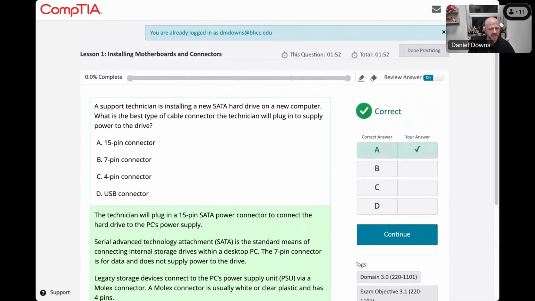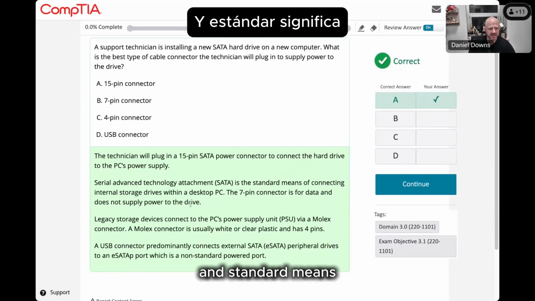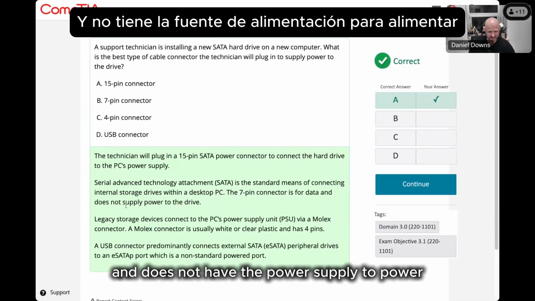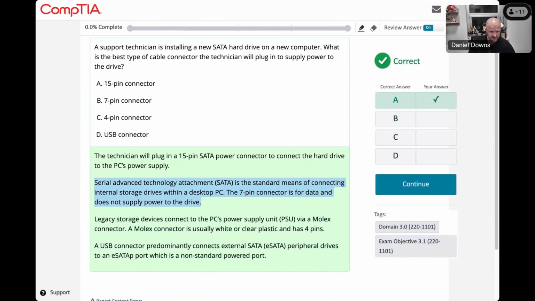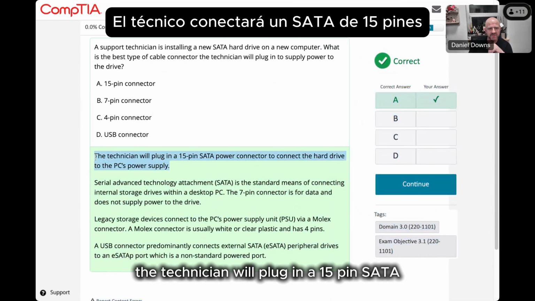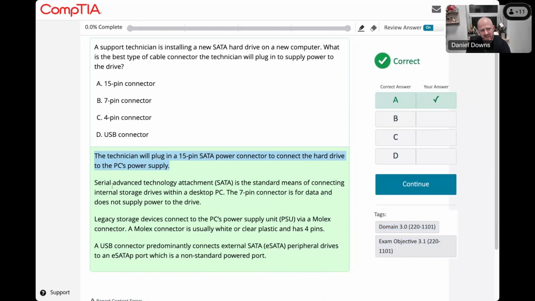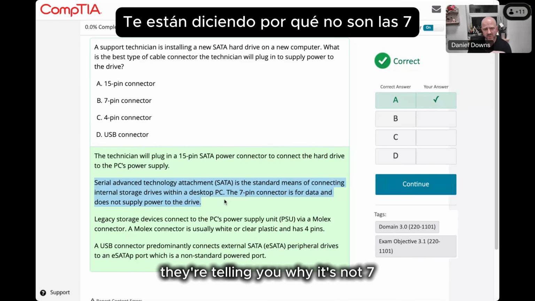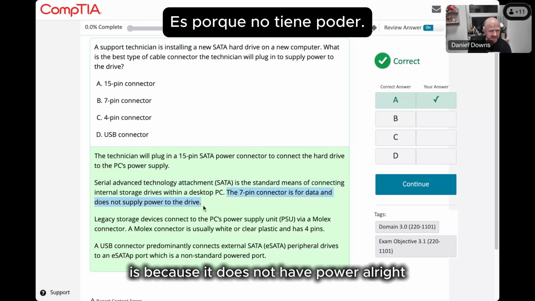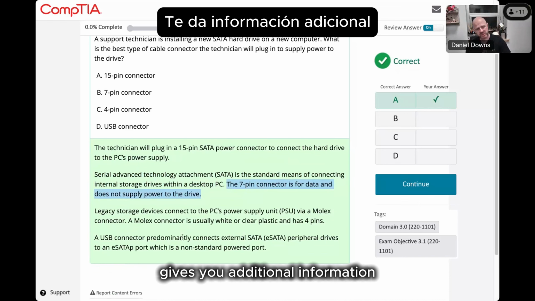So next, we're going to hit continue. This talks about the Serial Advanced Technology, and standard means internal storage drive within the desktop. The 7-pin connector is for data and does not have the power supply to power the drive. So when you see the green, the technician will plug in a 15-pin SATA connector. They're giving you the directive, what is happening. And in the next part of the response, they're telling you why it's not 7: it does not have power. And it gives you legacy storage devices, additional information.